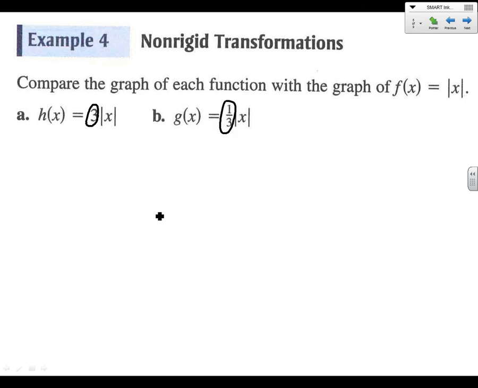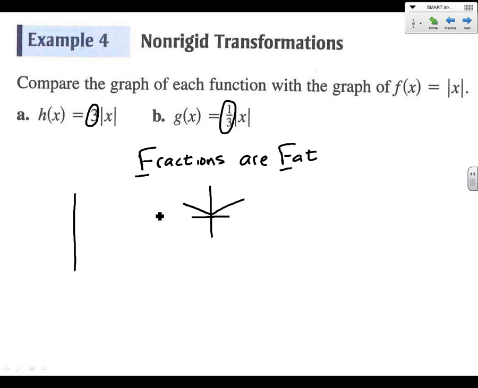Okay? And the way I remember this is that fractions, starting with an F, are fat. Okay? So that means that the 1/3 is going to be fatter than the 3. And again, these are absolute value functions. So the 3 here is going to be stretched by 3.